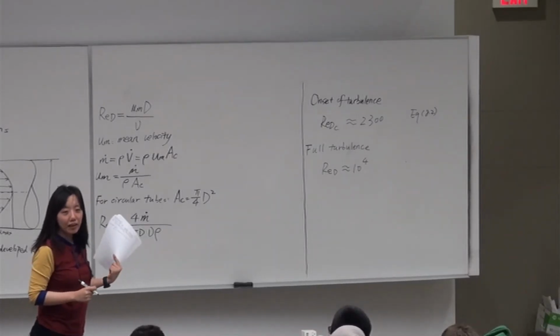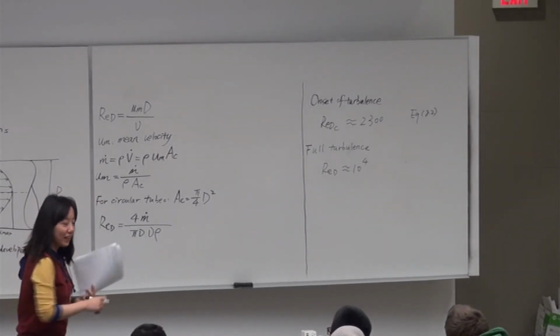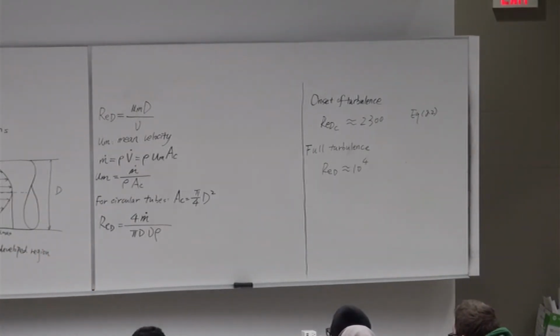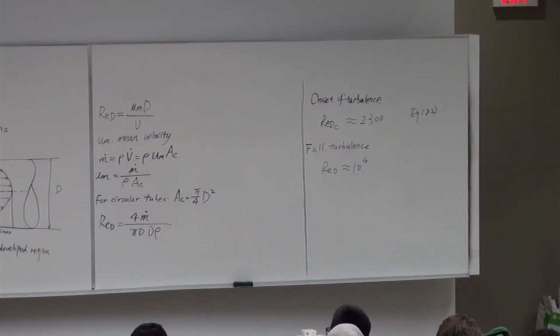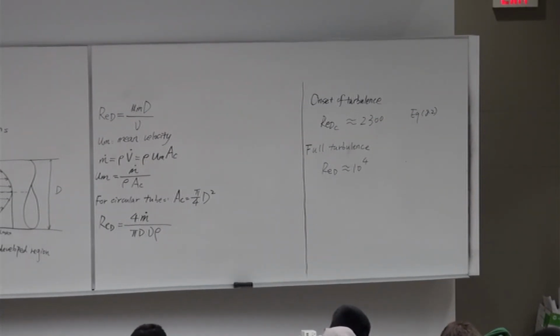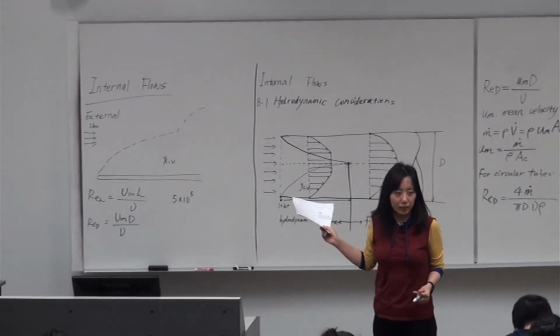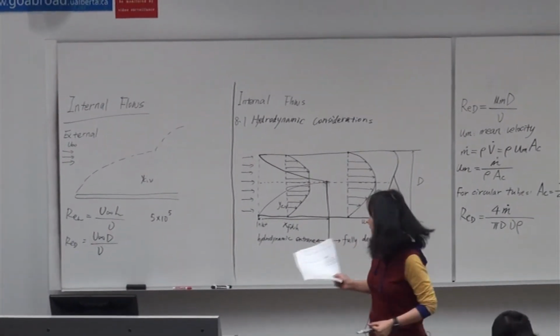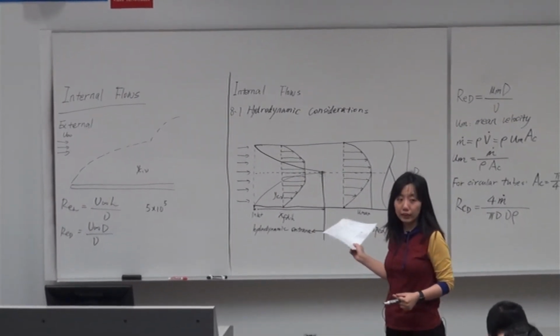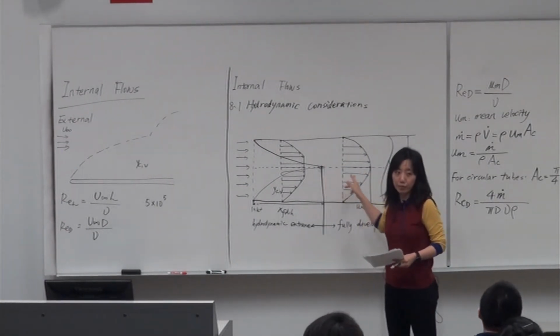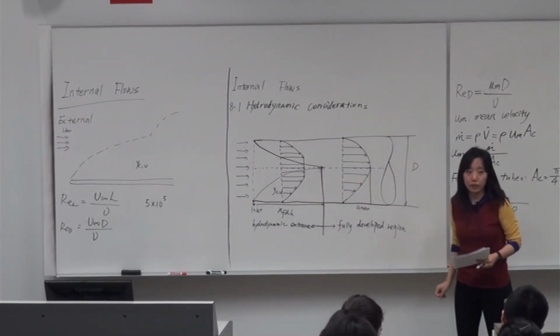Any questions so far? Okay, let's keep moving on. The main difference between external flow and internal flow is this entry length. This concept is only valid for internal flows, because for external flows, the boundary layer can expand. Nothing constrains its growth. But for internal flows, with fluid inside the tube, the boundary layers collide. They remain unchanged at the radius of the tube.